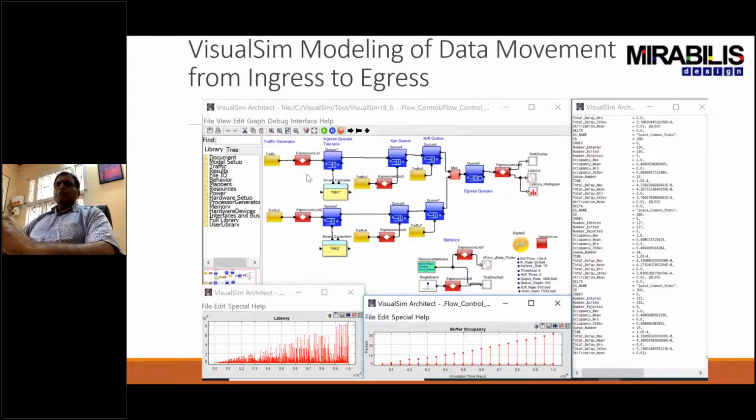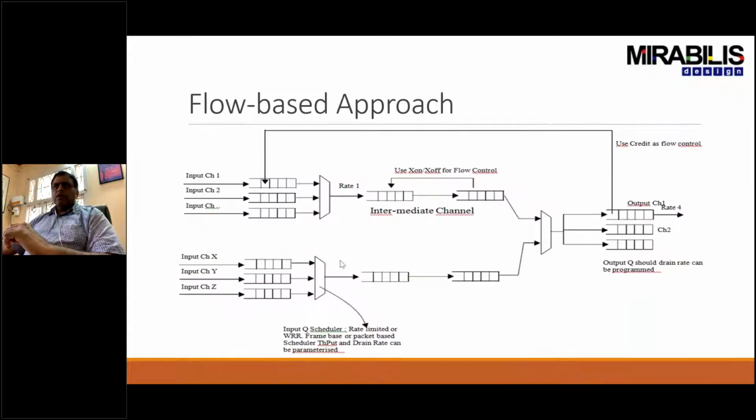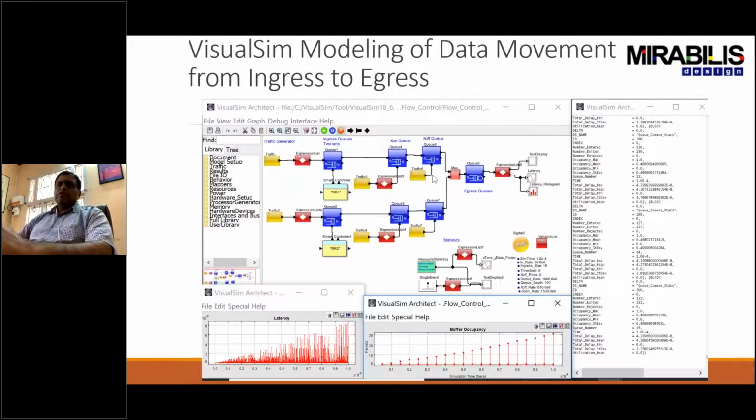Now, the VisualSim model looks identical. So you have your traffic for these. You have the queues as you saw. This is the controller, which is your scheduler that we had marked right over here, the scheduler. And of course, then you have your intermediate queues. Then these mux into a single queue, and then you have statistics and display plots. And of course, the main thing is you have the parameters, which you can vary. Variety of statistics, you get latencies, buffer occupancy, and of course, complete statistics for each one of the queues.